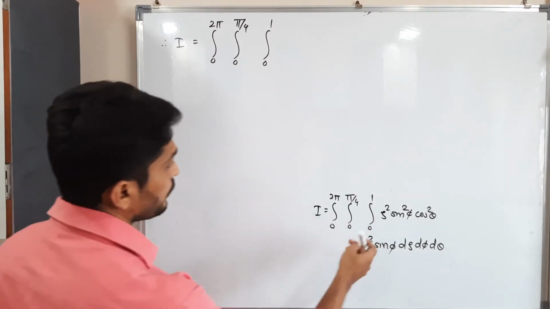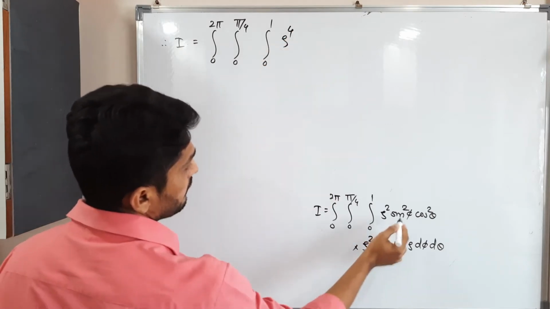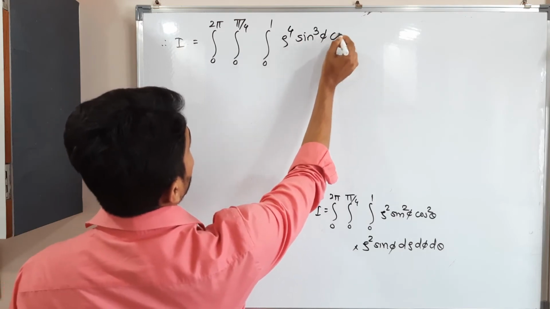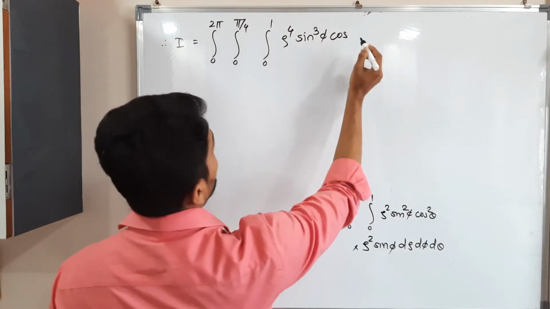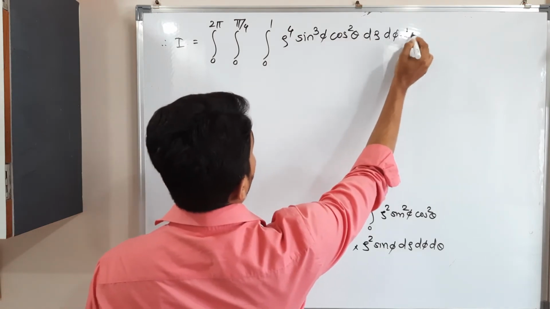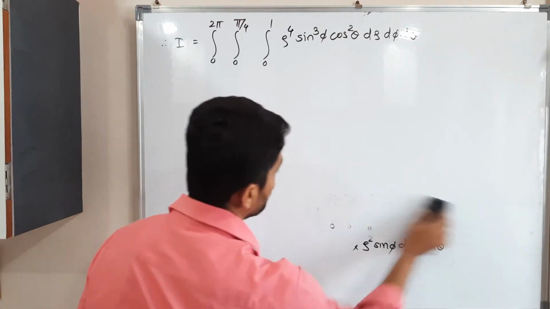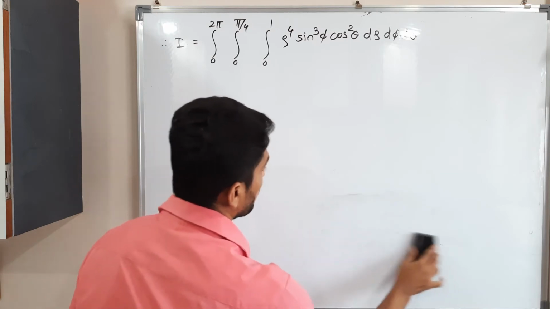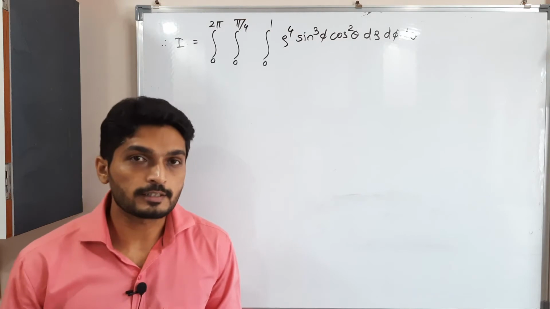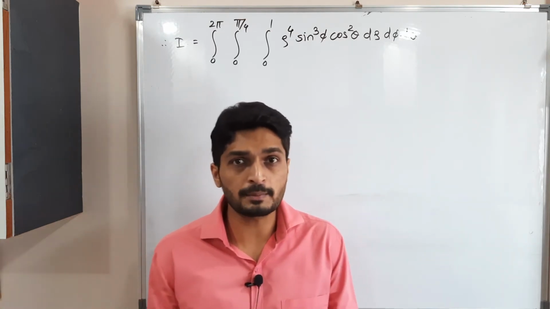See what we have: rho squared into rho squared, rho raised to 4, correct? Sine phi appears 3 times, so sine cubed phi. Next cos squared theta, d rho d phi d theta. Okay, I removed what is not required. Fortunately, the limits of all integrals are constants, and there is no addition or subtraction, so we can take separate integrations.